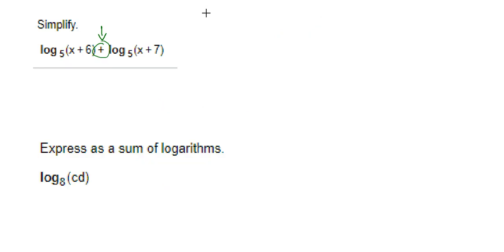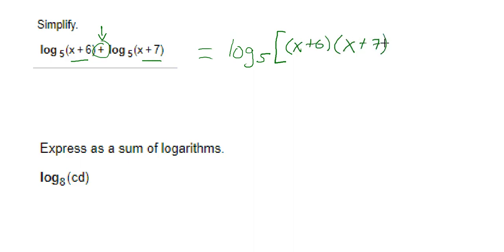I'm sorry I'm repeating myself, but I just want to make sure everybody caught that. All right, so I'm going to rewrite this as a single logarithm. The base of the log will stay the same, so it'll still be log base 5. And inside of that single logarithm, I am going to multiply these two things together. I'll take the x plus 6, and I'm going to multiply it by x plus 7. Because these are being added, that's why I am choosing to multiply these two things together.